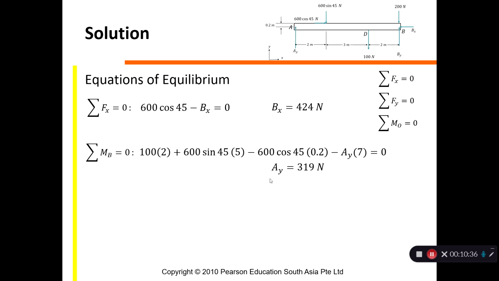Okay, now we know AY, we can solve for BY. Summation of force in the Y direction. We have AY going upwards, so positive, minus 600 sine 45, minus 100, and here we have minus 200, it's going downwards, and plus BY. Okay, so put AY as 319, and you can solve for BY equals 405.